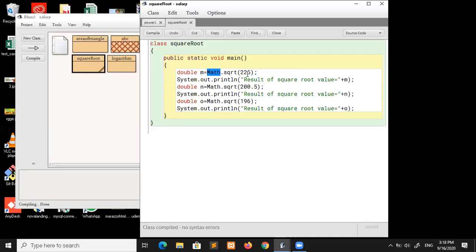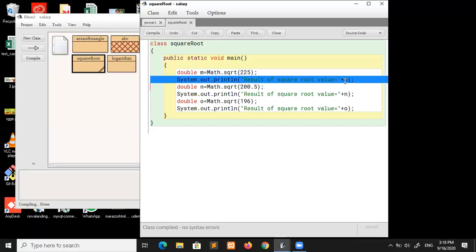So whichever number's square root value you want, enter that value in the brackets as the argument. I have entered the value 225. Second case, once again copy and paste the same lines again and again.